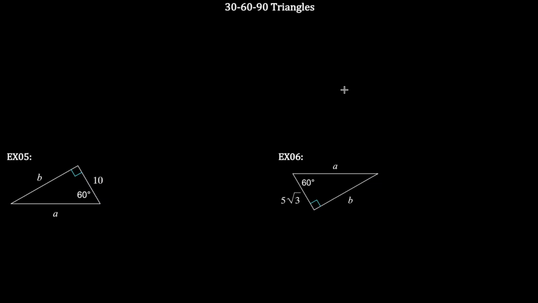Next page. All right, 30-60-90 triangles. So I'm going to try my best again. Now I'm going to write in orange again. I think I was doing okay with that one.